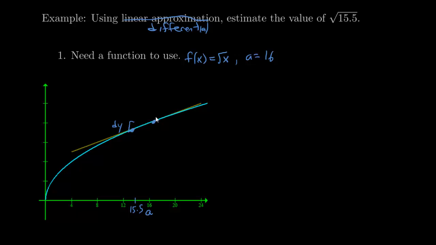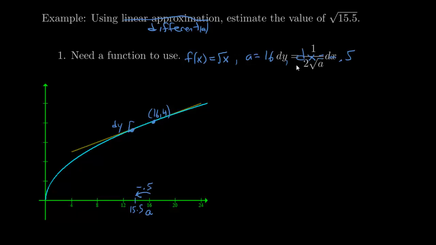Now I know the square root of 16, this is 16 comma 4. And I know that this is going to be a little bit less. Now what's dx? Well, if a is 16 and dx is that little change, notice that we are going backwards. So it's a change of 0.5, but it's negative because, again, we went backwards. So negative 0.5.